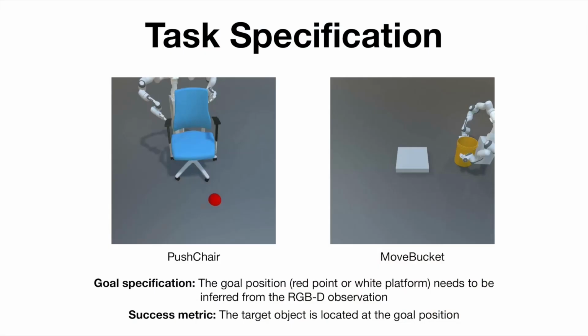The other two tasks are push chair and move bucket. The objective is to move the target chair or bucket to the goal position. The goal position is specified by a visual indicator, either a red point or a white platform. The agent needs to infer it from observations.